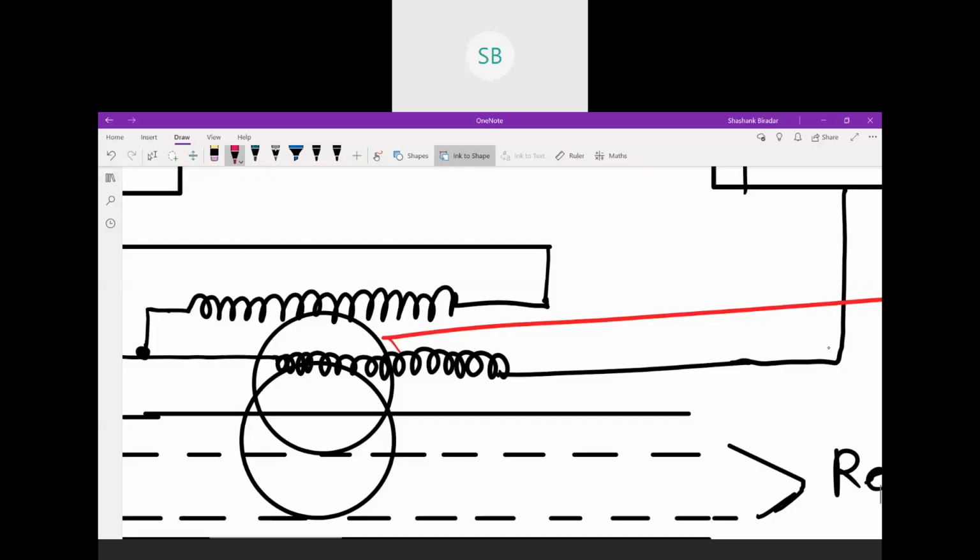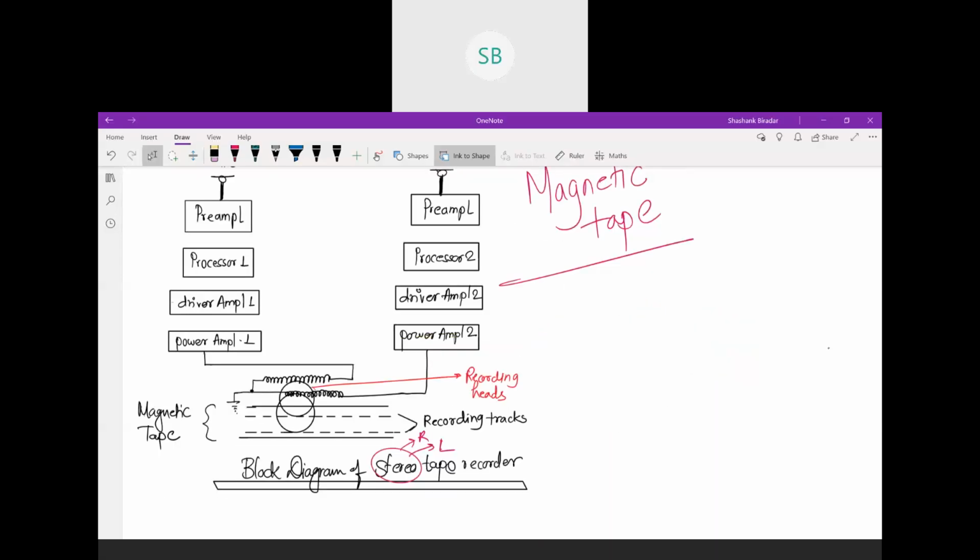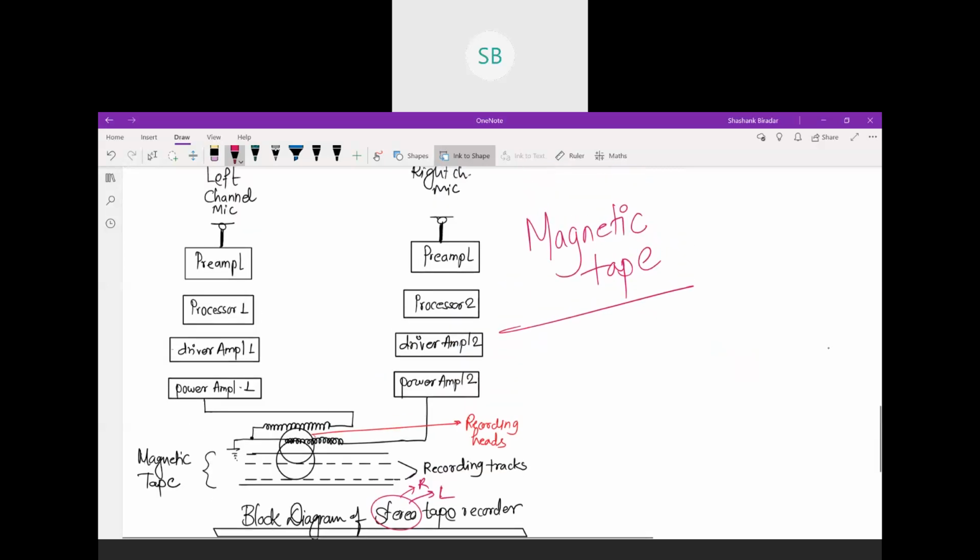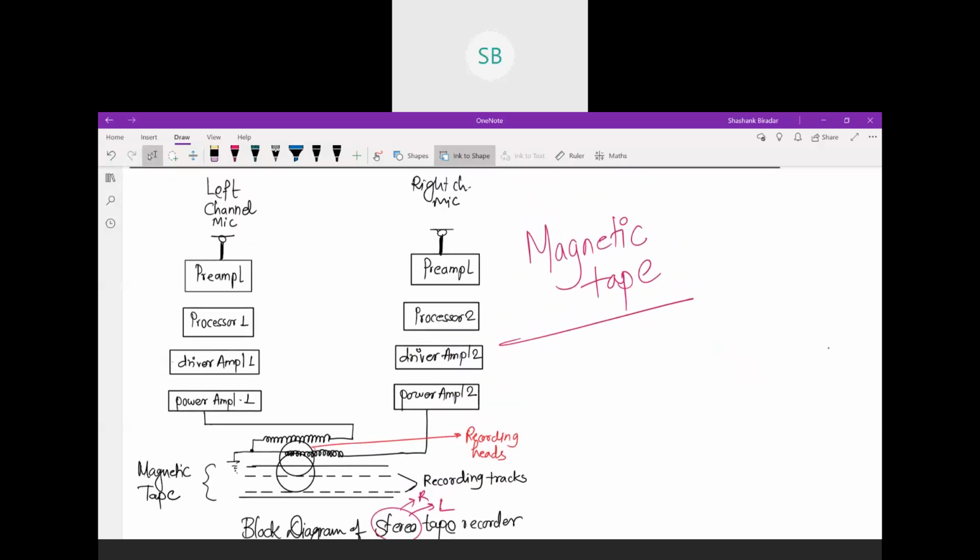In this diagram, it should be visible on your mobile screen, am I right? These are the recording heads. Why? Because it is a stereo tape. When you say stereo, it means you have the right channel as well as the left channel. Instead of the cutting stylus, the recording heads will record separate tracks for the two channels. Okay, on the magnetic tape we have two different channels. So as you can see, this is the block diagram of the stereophonic tape recorder.